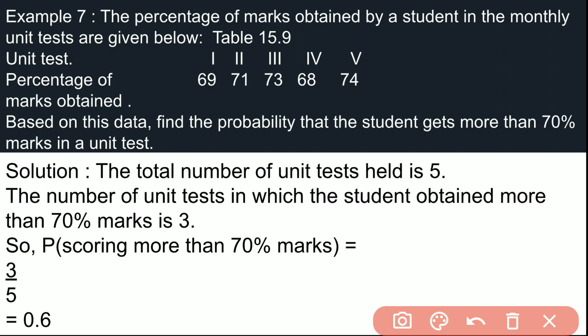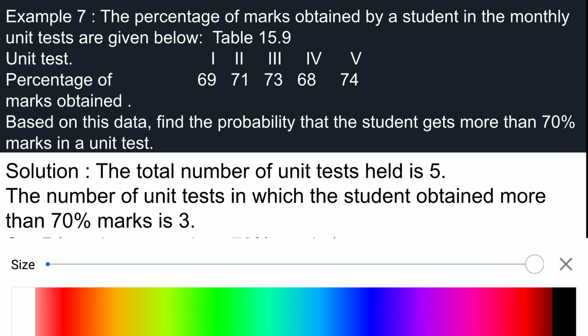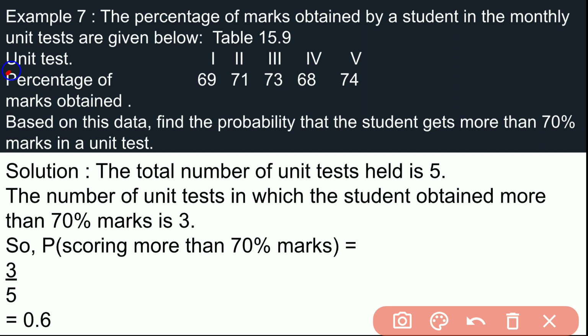Example number 7 states like this: the percentage of the marks obtained by the students in the monthly unit test are given below in Table 15.9. Here I represent the table again. It is clearly a tabulation format, children. Over the table, the partition is given as unit test.